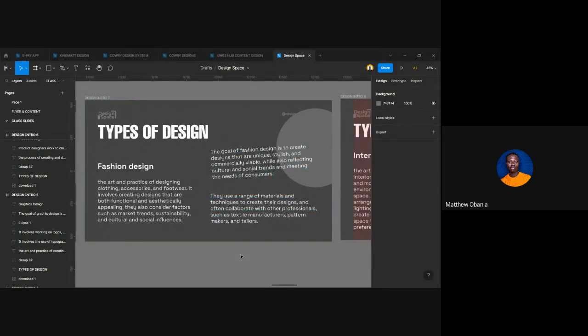I said the goal of fashion design is to create designs that are unique and stylish. Look at Louis Vuitton, Gucci, Dior. Something is always unique to them. Look at Balenciaga, look at Nike. Look at all of those fashion brands. Something is always unique to them, something stylish and commercially viable, while also reflecting culture, social trends, and meeting the needs of customers.